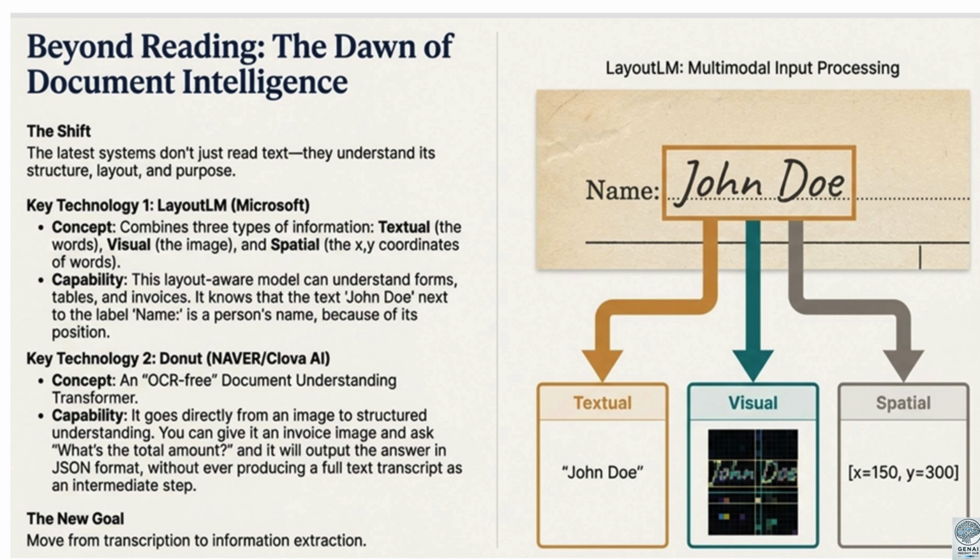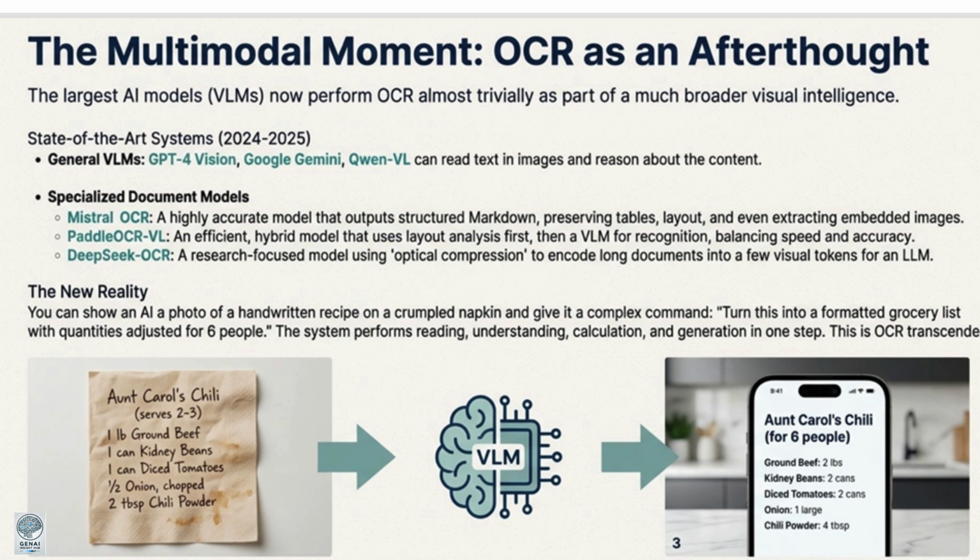Modern OCR systems understand layout plus meaning. AI now extracts structure, not just text. It understands tables, forms, and document layouts. LayoutLM uses text plus visuals plus spatial positions. It knows how fields relate to each other. Donut outputs structured data directly, with no need for intermediate transcription. The diagram shows John Doe being processed in 3 different ways: textual, visual, and spatial. This helps the model understand meaning, not just characters.